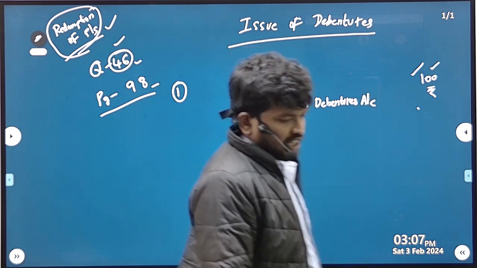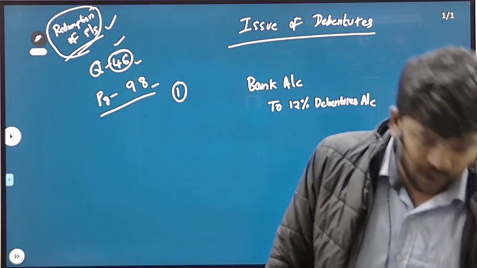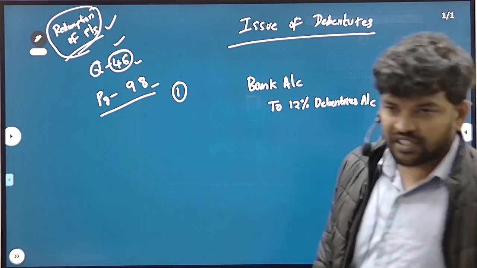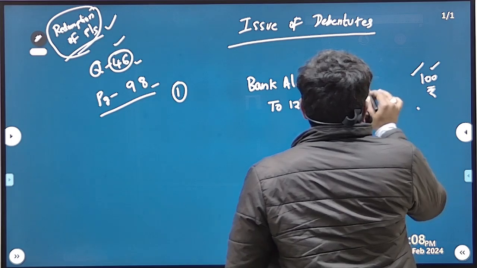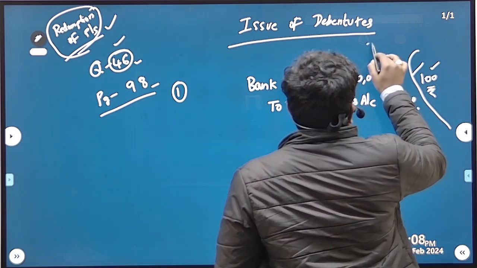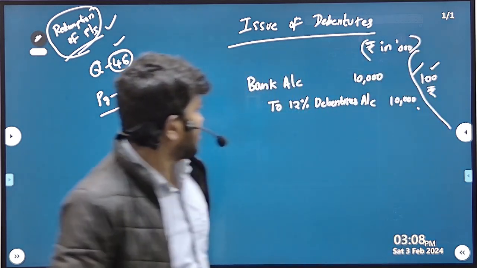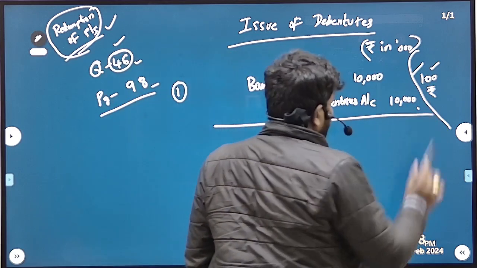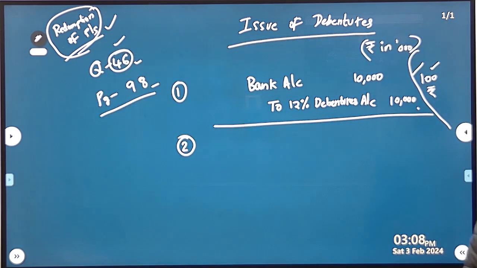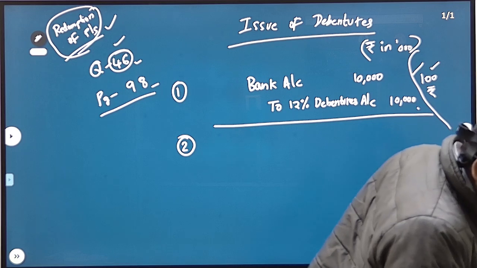1 lakh shares into 100. How much? 100 lakhs. 100 lakhs is nothing but 1 crore, or in thousands it is 10,000. Here I am writing rupees in thousands. Okay? Rupees in thousands. This is the first entry. Coming to second entry. What is the second entry?